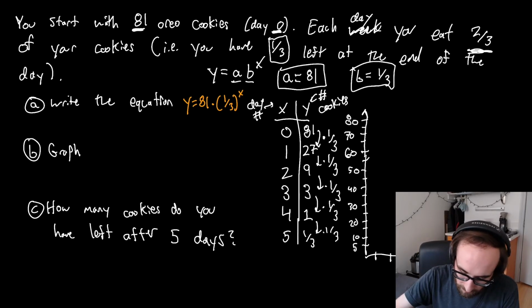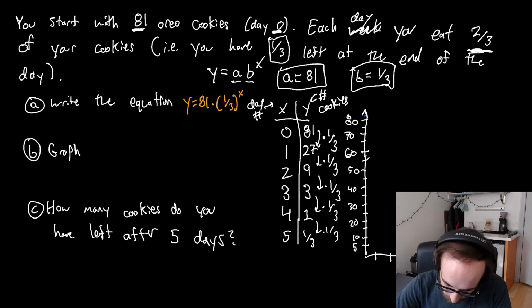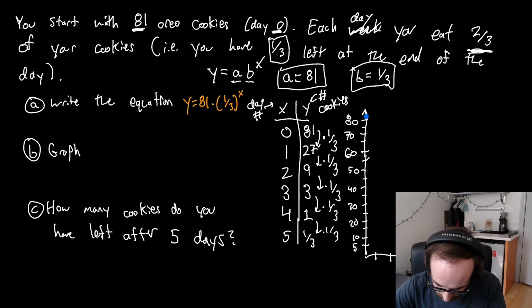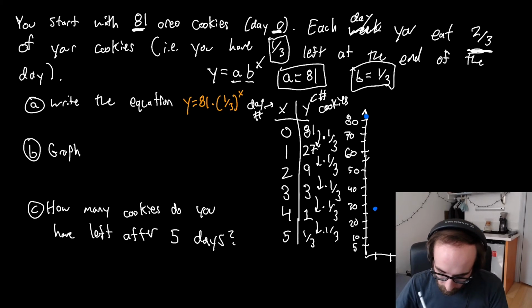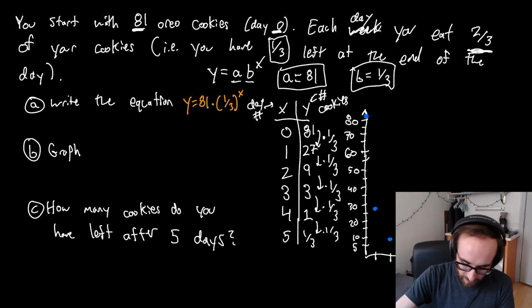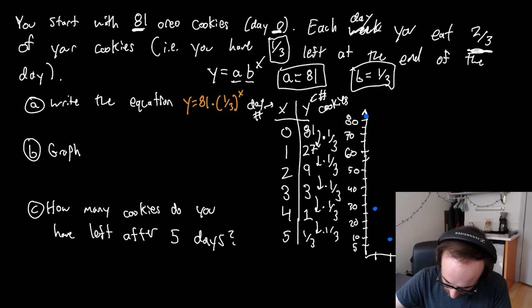If we want to graph this for letter B, (0, 81) is one of our points. Another point is (1, 27), so right about right here. Another point is going to be (2, 9), so about right here. Sorry, (3, 3). I skipped that one. (3, 3), (4, 1), (5, 1/3).